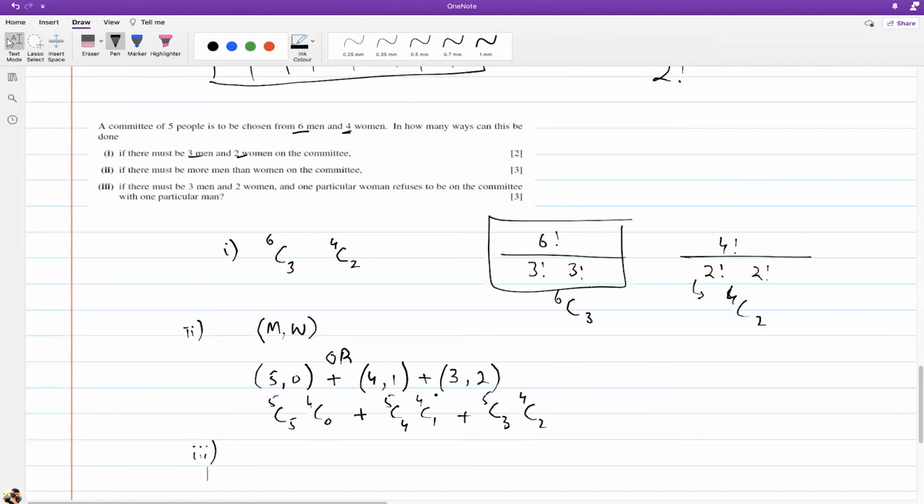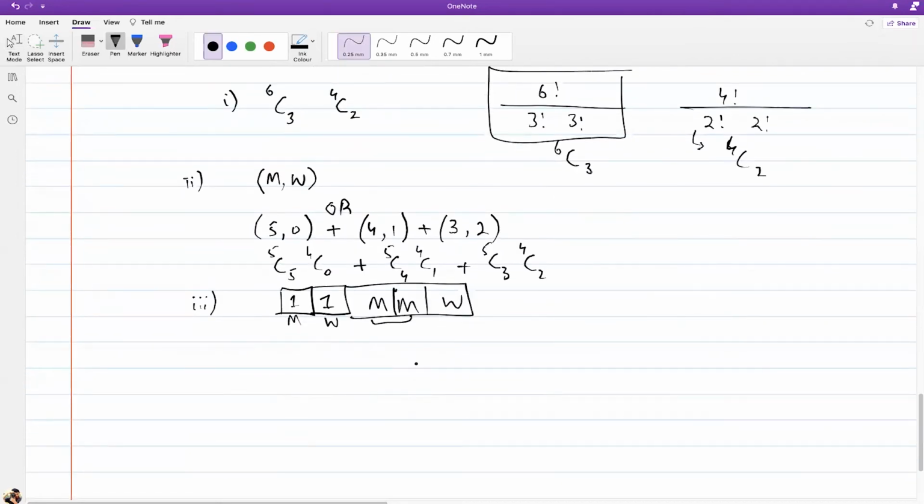So if you do that, one slot is for that man. So there's only one choice of picking that man. And there's only one choice of picking that woman. And now you have 3 other committee members that you want to choose. Out of these, you've already picked a man and a woman, and you want to choose 2 more men and 1 more woman, because you have already chosen 1 woman. So how many ways of doing this? One way of picking that particular man, one way of picking that particular woman.